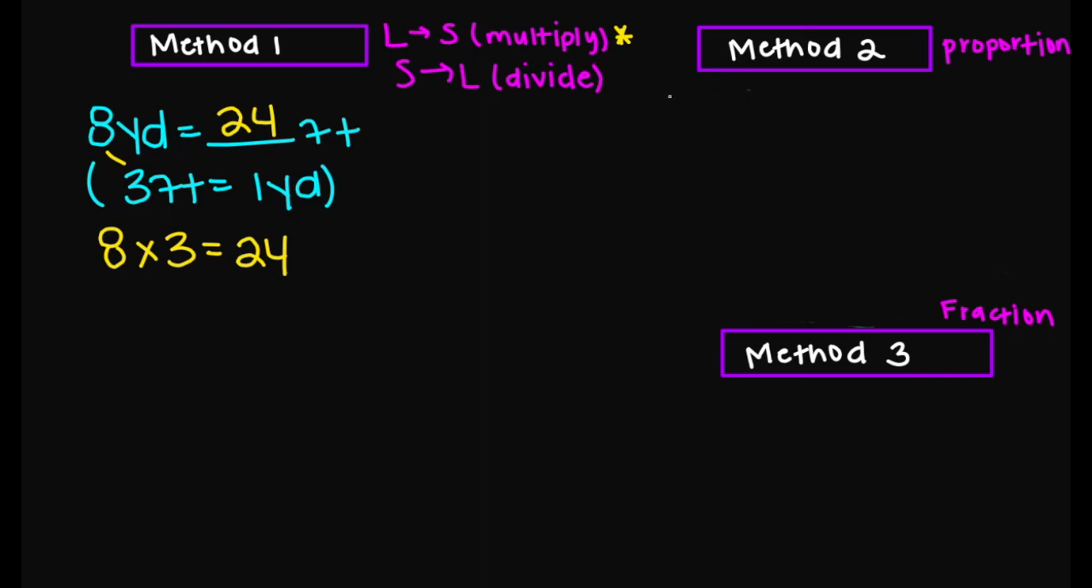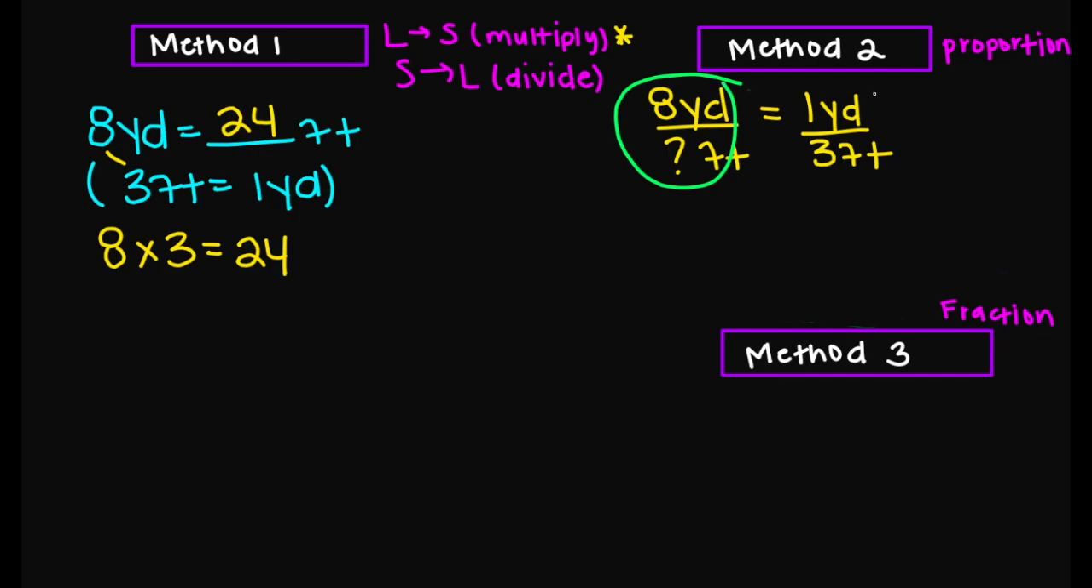If you do method number 2, you set up a proportion. Always start with what you have. 8 yards equals, we do not know how many feet because this is what we're looking for, x. This is going to equal 1 yard on my right side equals 3 feet. Remember, when you are doing your proportion for method number 2, this is what I was given, and this is my conversion factor here. Now we're going to cross multiply.